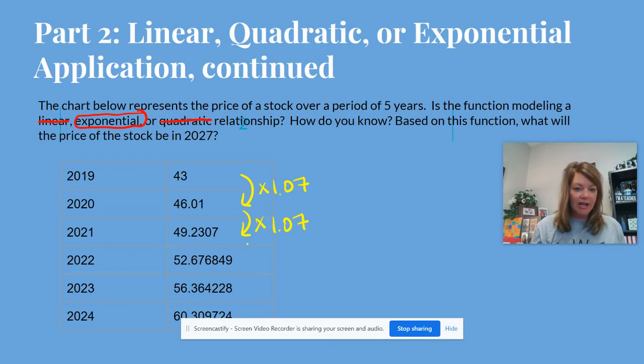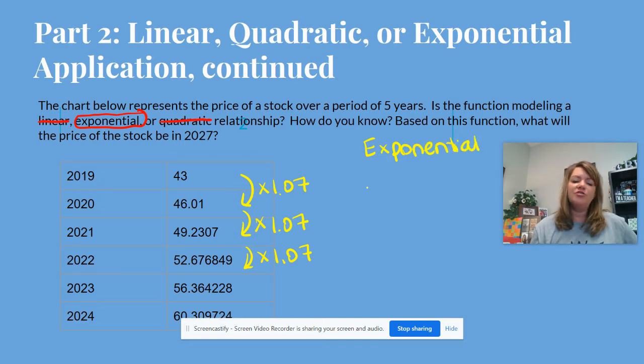Let me check. 49.2307 times 1.07. Second entry, make that a 7. And I get 52.6786. Okay, so this is working. Okay, so this is exponential.